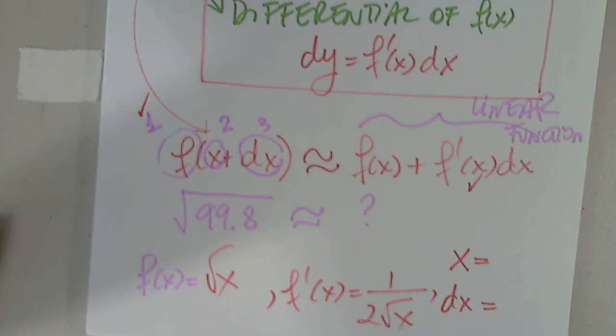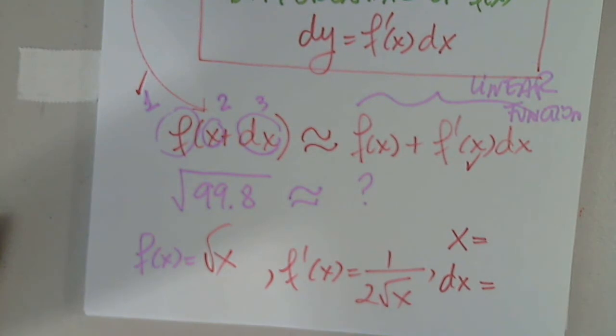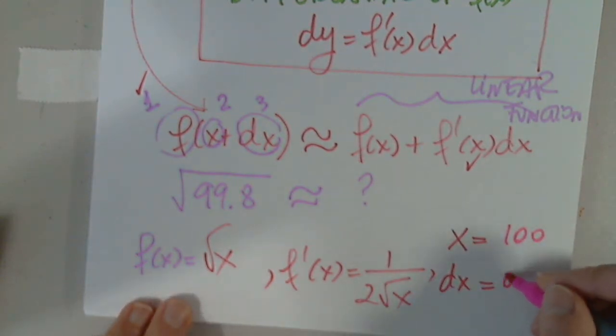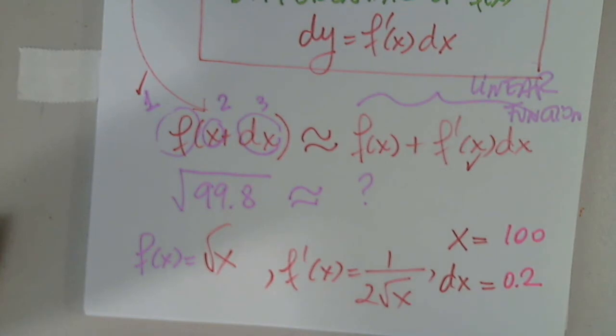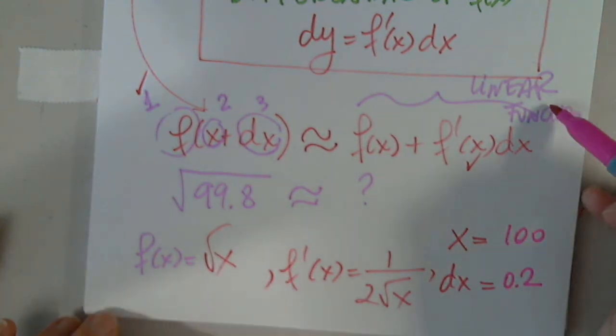What will you say x is, and the tiny error from x would be? Would x be 99.8? I want an x and I want a tiny error. Is x 100 and dx is 0.2? That's it. I have x, which is 100. Furthermore, I know how to take the square root of 100. And there is a minor error from 100, and that minor error is 0.2. That's all I needed.